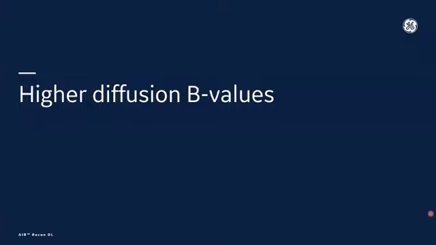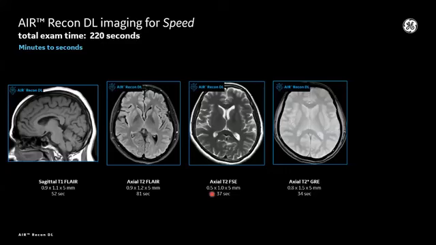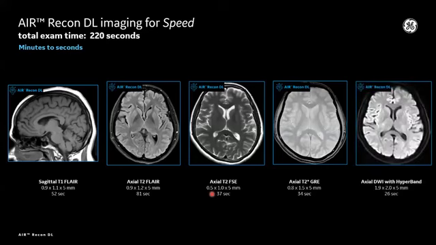I'll briefly close here with just a quick comment on what AIR Recon DL can do for diffusion imaging. Diffusion imaging was one of the most recent additions to the AIR Recon DL family. It, of course, comprises a standard routine brain exam. It can be used, obviously, in other anatomies like the prostate. But we did notice that AIR Recon DL is used a little bit differently with diffusion-weighted imaging than it is for, say, 2D fast-spin echo.